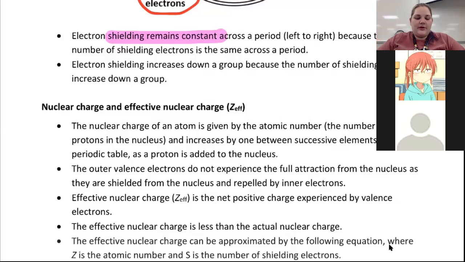Down a group, though, it does change. As I go down a group, the shielding increases. And that's because going down a group, I am increasing the number of energy levels because every time I go down to a new period, I have one more energy level. And if I have more energy levels, that means there's increased shielding because there's going to be more electrons on those inner levels that are going to be blocking the valence electron from feeling the full attraction of the nucleus.